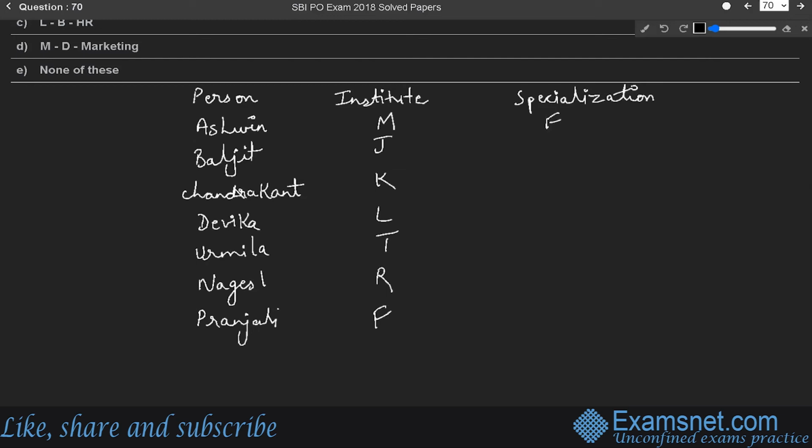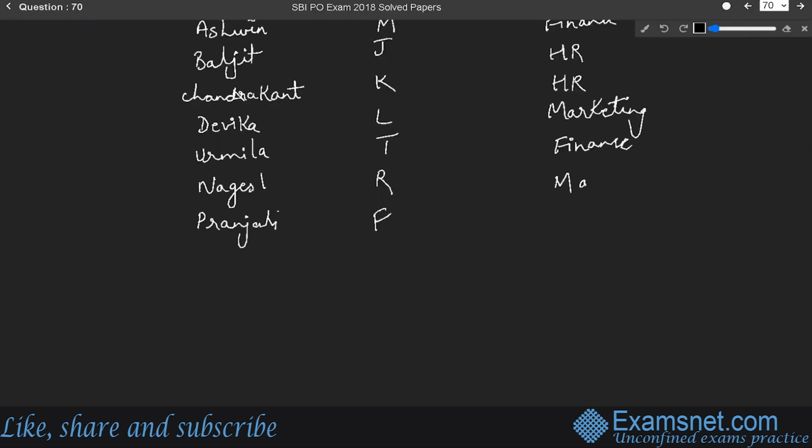Their specialization is finance, HR, marketing, finance, then marketing and HR. Now we have to look for the combination of institute, student and specialization which is correct.